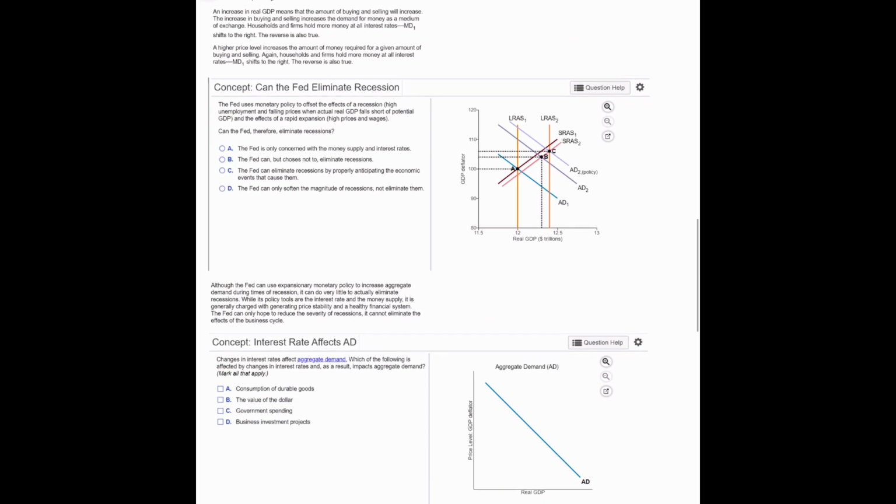Next, can the Fed eliminate recession? The Fed uses monetary policy to offset the effects of a recession, high unemployment and falling prices, when actual real GDP falls short of potential GDP, and the effects of a rapid expansion. Can the Fed, therefore, eliminate recessions? And this is discussed in your textbook and at some length. And the fact is that they cannot eliminate it. However, they can soften the effects. So they can only soften the magnitude of recessions, not eliminate them. They can take their actions.